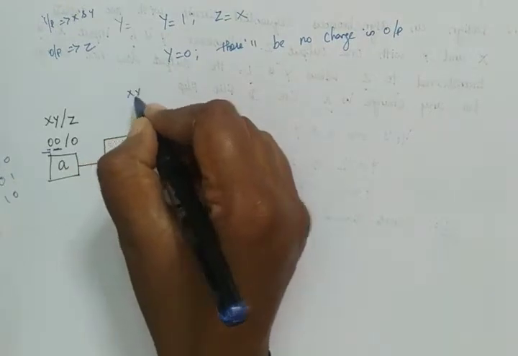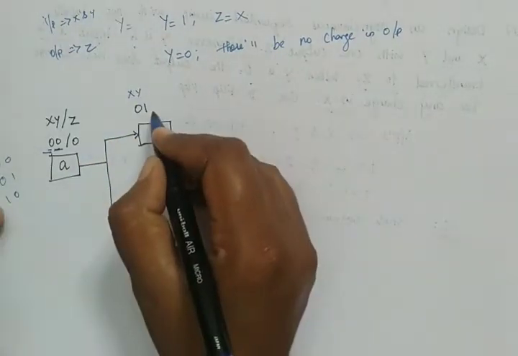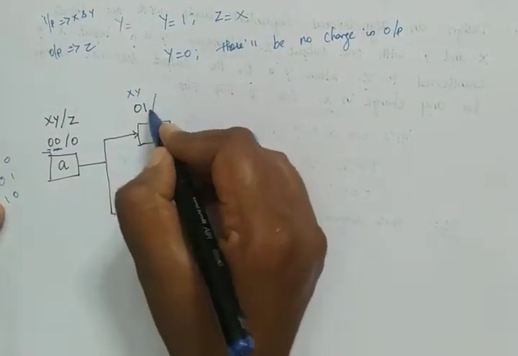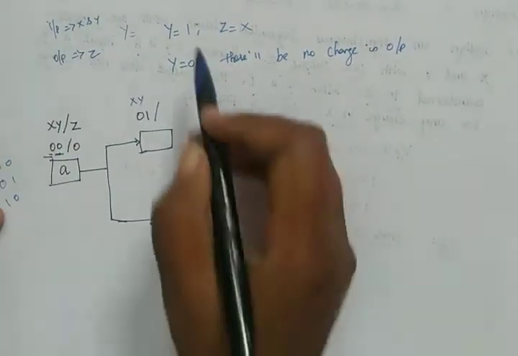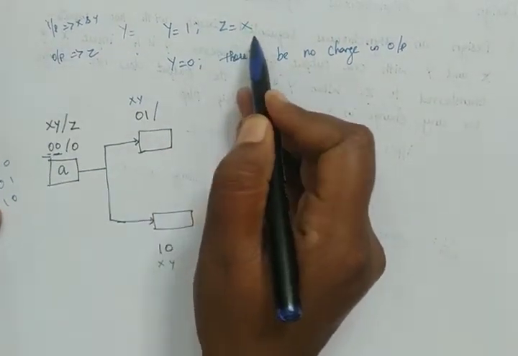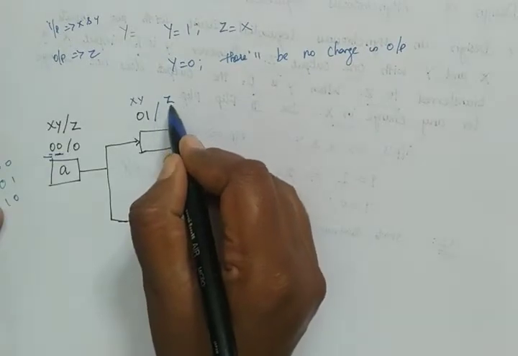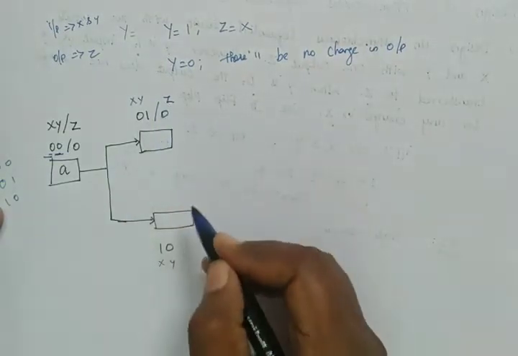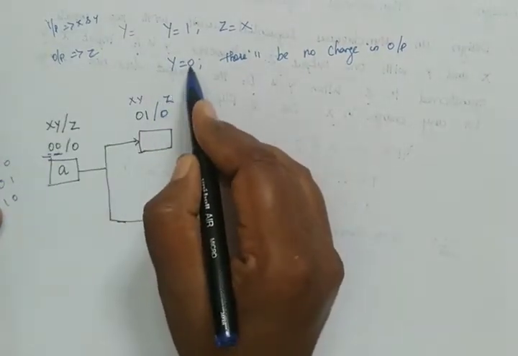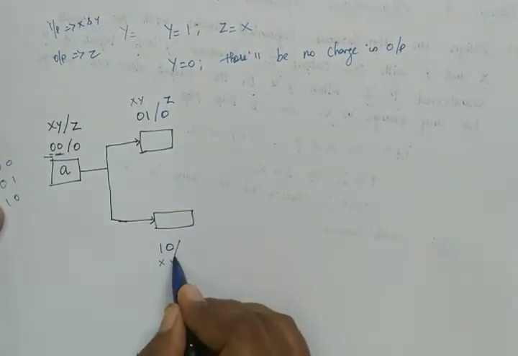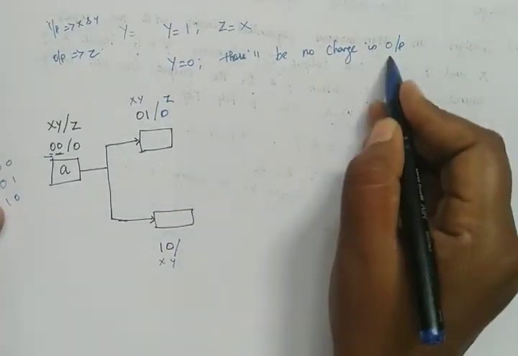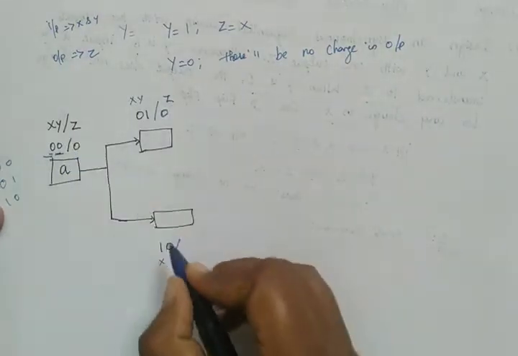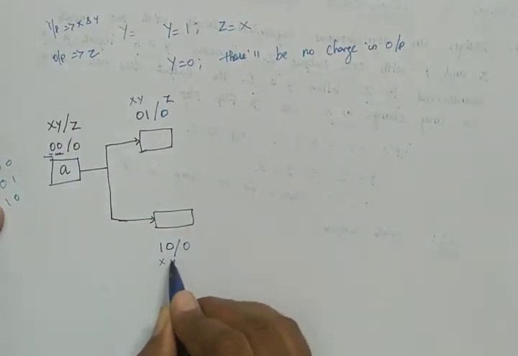Now see here, this is XY. If Y is equal to 1, what is the condition? If Y is equal to 1, Z will be equal to X, so the output is 0. If Y is equal to 0, then there will be no change in the output. What is the output here? 0, because here Y is 0.